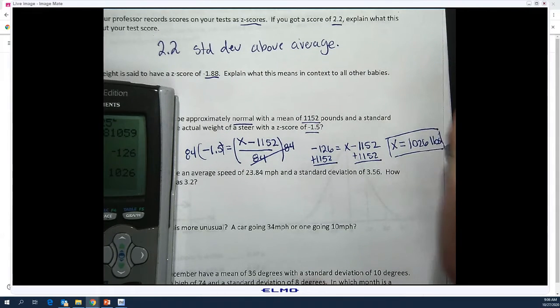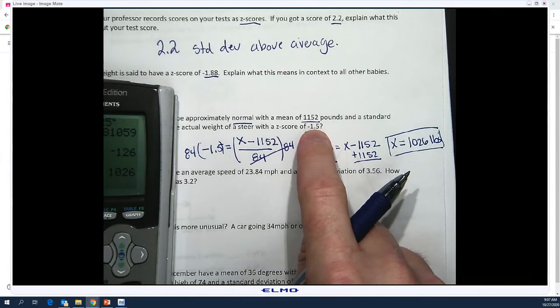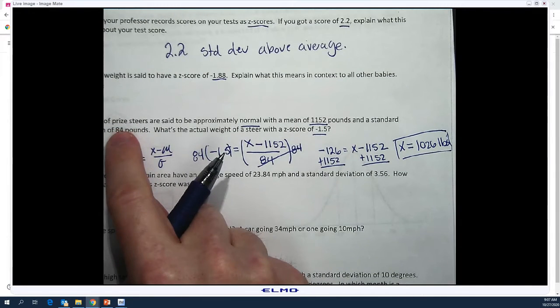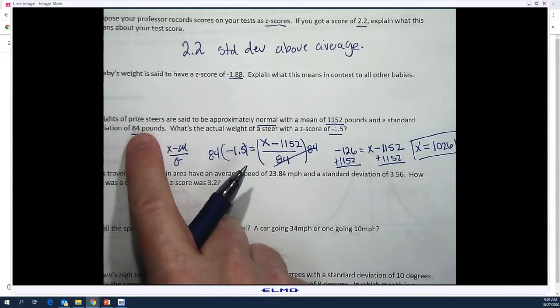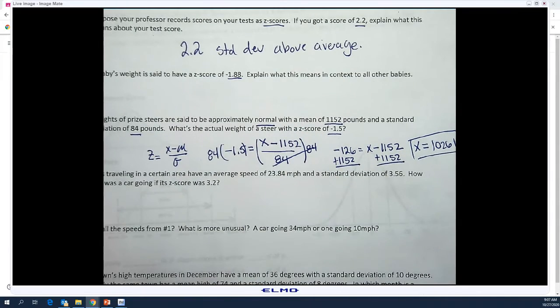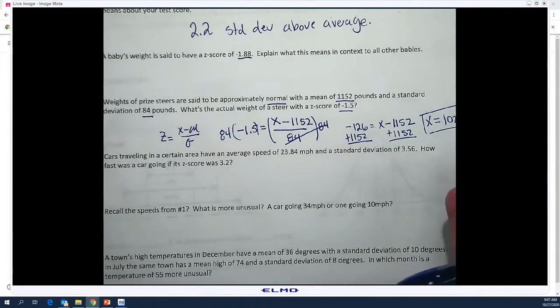And we did get something that was below average because it was a negative 1.5 z-score. So we basically just took away 84 pounds and then a half of that because it is 1.5 deviations, this guy right here, below the average. There's really not too much else to z-scores. This is it. Let me see if there's any other ones we can maybe look at.